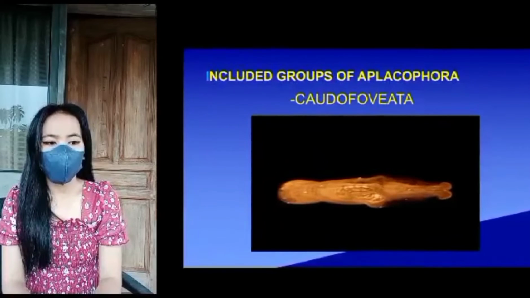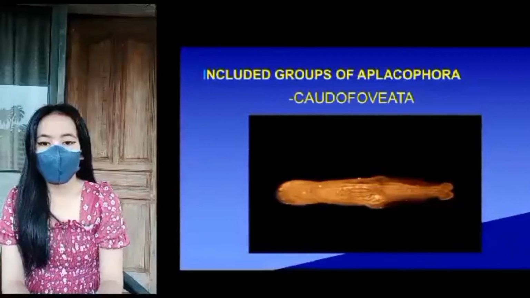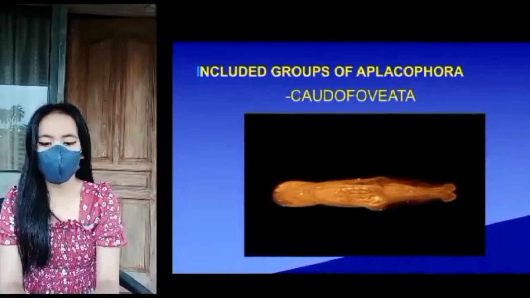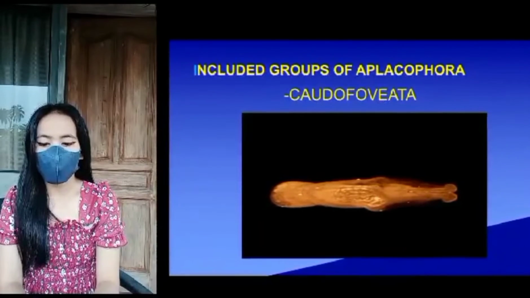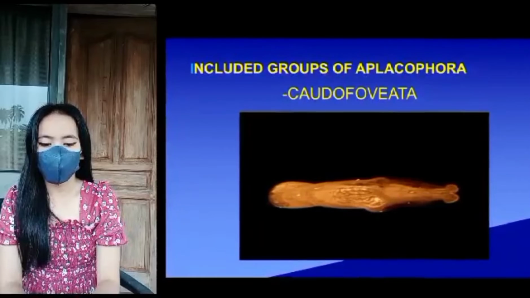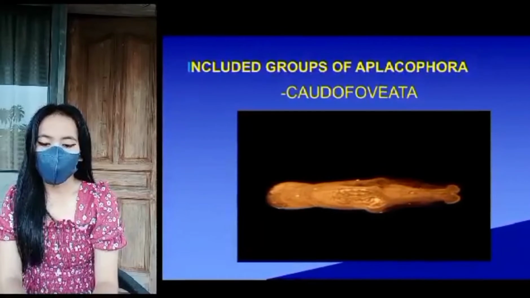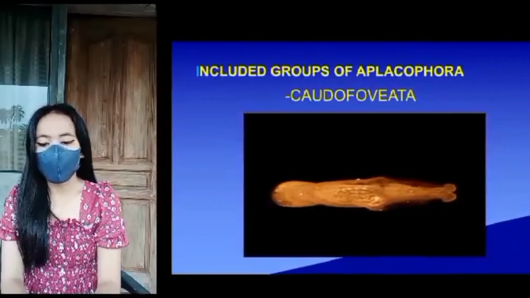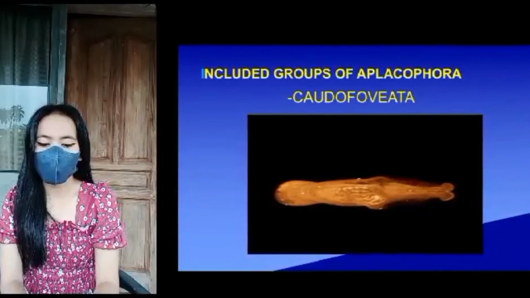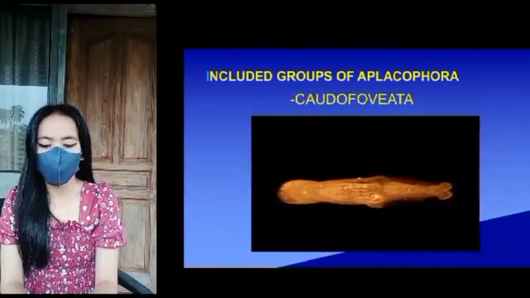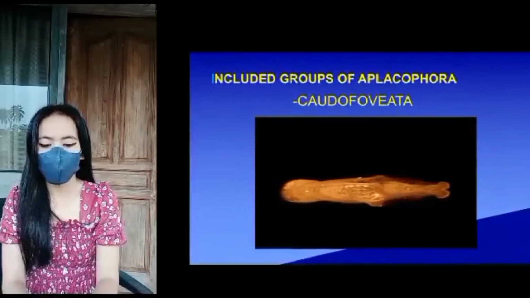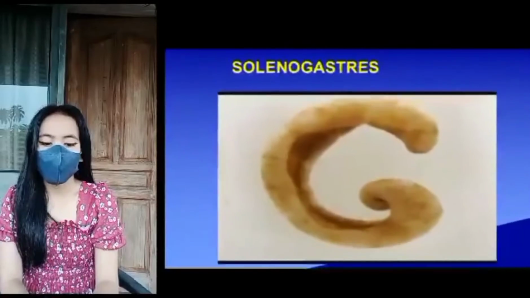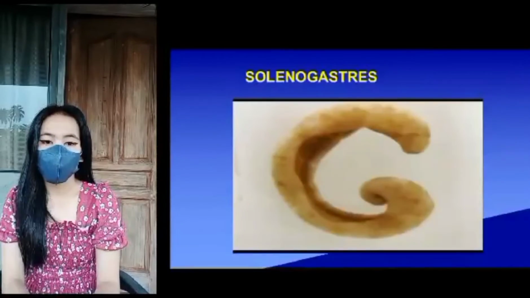So, the Caudofoveata. The Caudofoveata is a small class within the phylum Mollusca, also known as Chaetodermomorpha. The class is often combined with Solenogastres and termed Aplacophora, but some studies have cast doubt on the monophyly of this group. So, let's proceed to the Solenogastres.